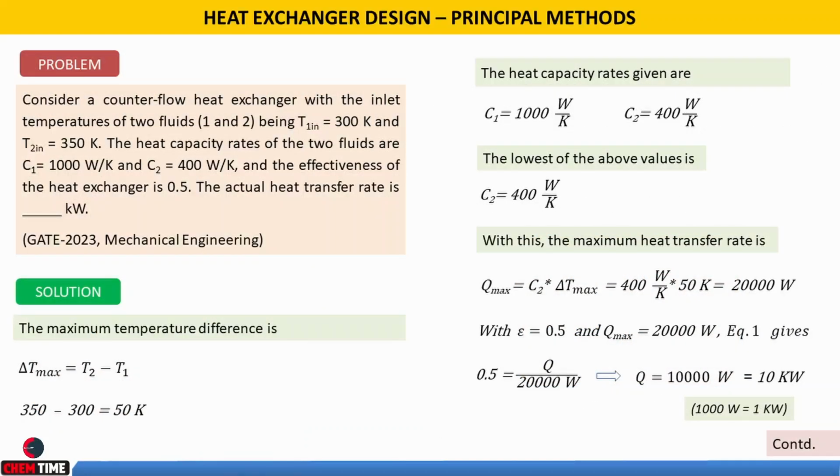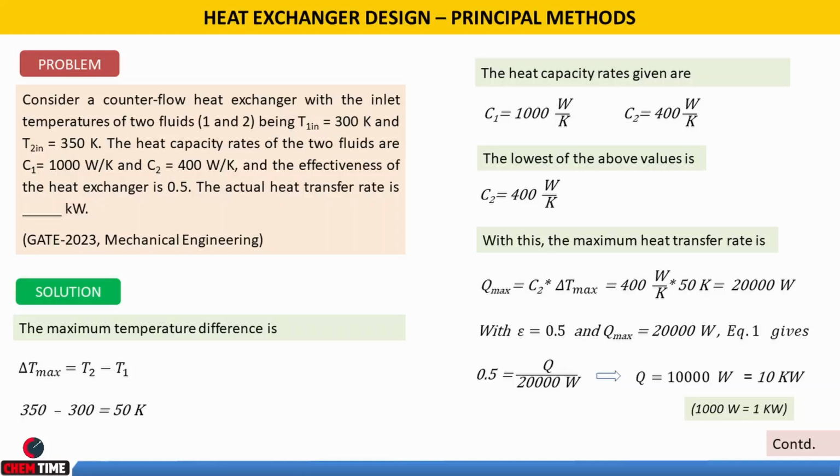Consider a countercurrent flow heat exchanger with inlet temperatures of two fluids, 300 Kelvin and 350 Kelvin. The heat capacity rates of the two fluids are 1000 watts per Kelvin and 400 watts per Kelvin, and the effectiveness of the heat exchanger is 0.5. The actual heat transfer rate is? This is the problem given in GATE 2023 for mechanical engineering students.